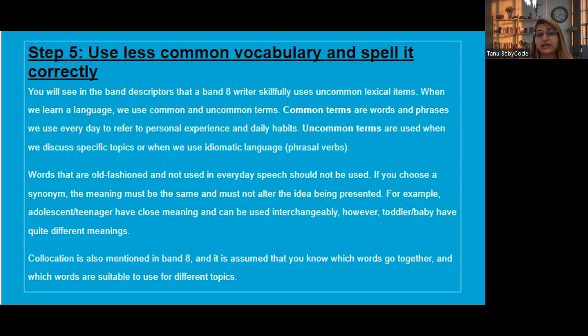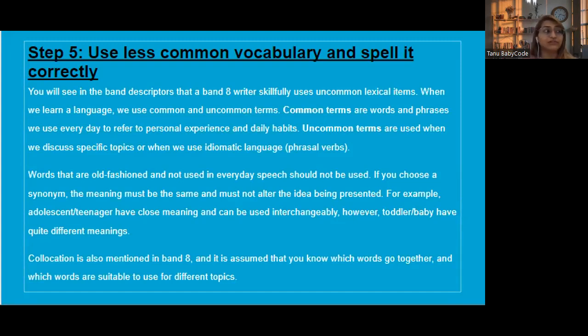When we learn a language, we use common and uncommon terms. Common terms are those words and phrases which we use every day to refer to personal experiences and daily habits, whereas uncommon terms are used when we discuss specific topics or when we use idiomatic language. That means the phrasal verbs.